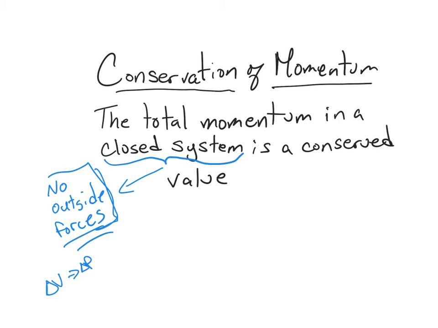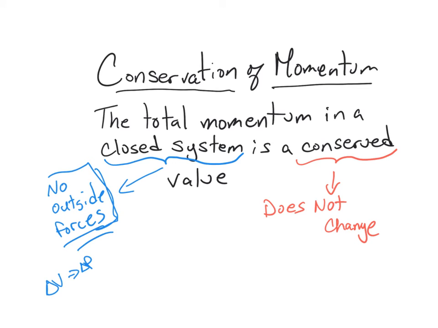Now the other part of this then, conserved value. Conserved means that something is saved, right? Conservation of the rainforest, we're trying to save the rainforest. In this case, we're conserving momentum. So our momentum does not change.